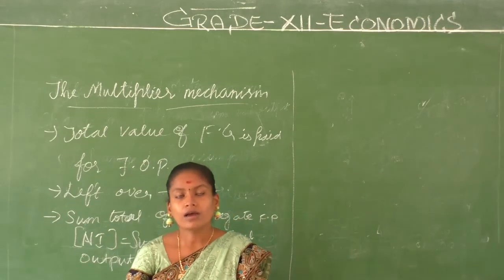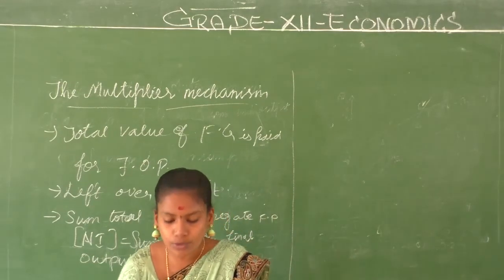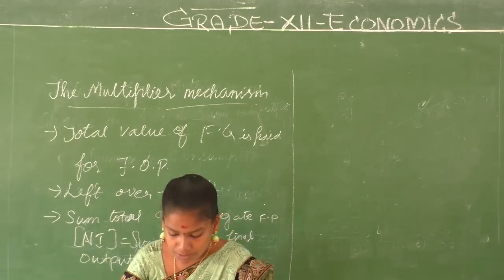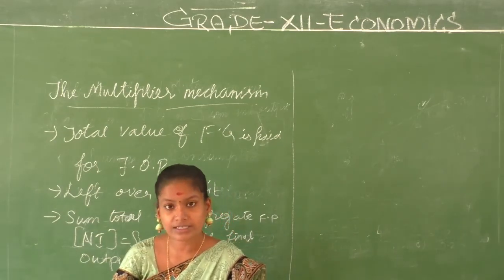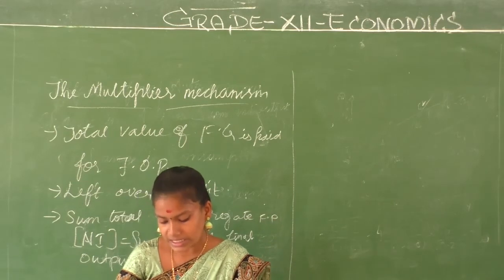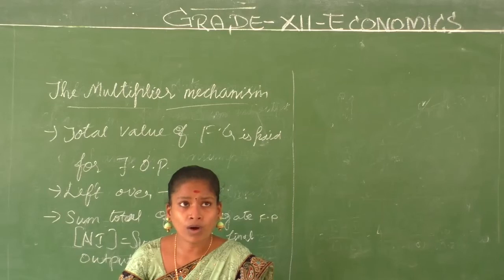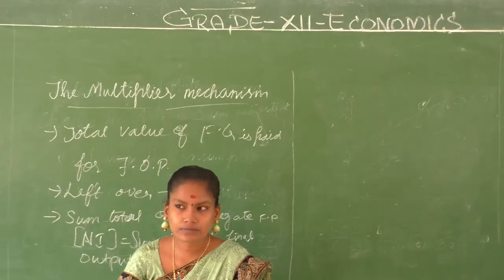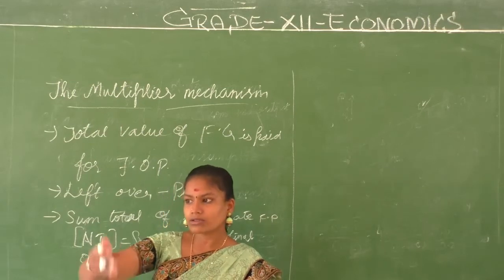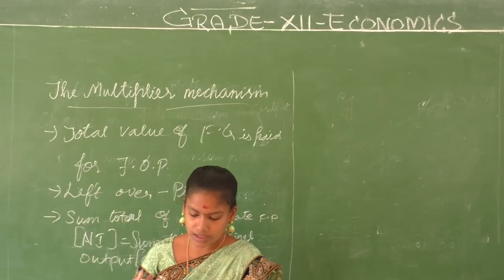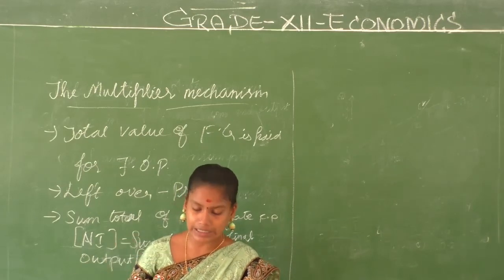So here in the above example, what did we do? We had the extra output of 10 distributed among various factors as factor payments, and hence the income of the economy goes up by 10. So what happened? The extra value we got, that is also given to factors of production, and what is kept back? The income of the economy goes up by 10.